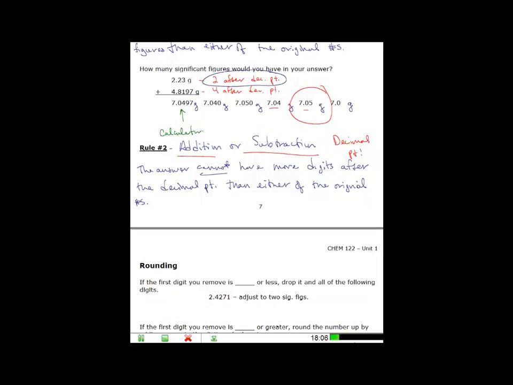So we know that we need to have 2 after the decimal. So we're going to keep those 2, and the rest are going to fall off. But if you notice, this number here is pretty big. So we're going to round up. So that's why we got 7.05 as opposed to 7.04. So I'm going to talk about rounding next.